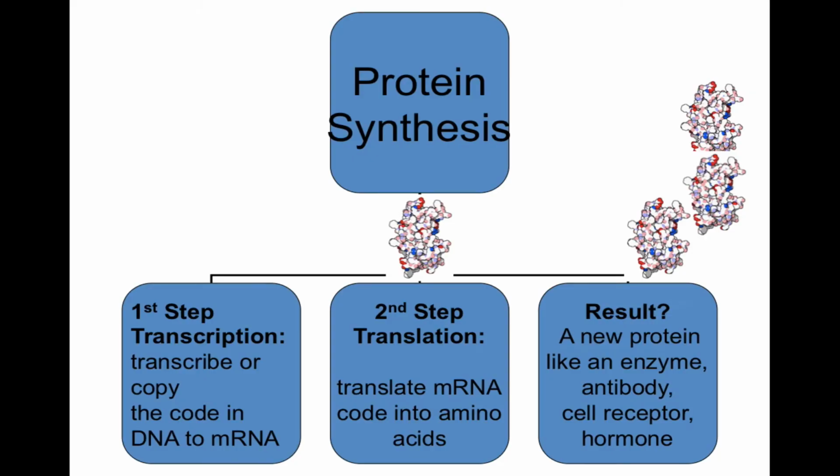Let's take a look at this in a different way. So we have protein synthesis that's going to be divided up into two steps. The first step is called transcription. This is where we transcribe or copy the code of DNA into messenger RNA. The second step is translation. This is when we're going to translate the messenger RNA code into amino acids. And what's the result of this process? We'll form a new protein like an enzyme, an antibody, a cell receptor, or even a hormone.